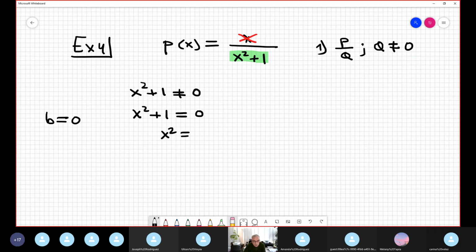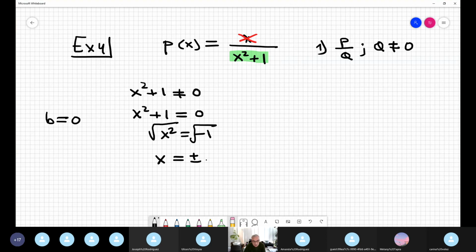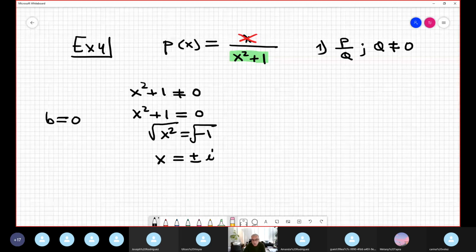You move this one to the right hand side like a negative one, and you apply square root to both sides. Either way works, but this is the best way. X is equal to plus or minus the square root of negative one, which is i. Again, it's imaginary numbers. I try to do my best, however, the answer that I get is imaginary. So I try to find restrictions.